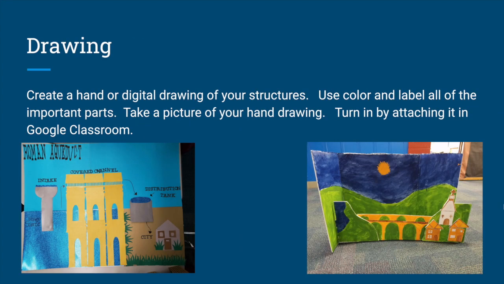A third option is to make a drawing of your structure. Now the 2 examples I have here are pretty elaborate, and I'm not going to expect anything this fancy under the circumstances that we're currently in. Please though, use color and label all the important parts. If you want to do something on Google Draw and do a drawing digitally, that is perfectly acceptable as well. But again, use your labels. If you do a hand drawing, take a picture and attach it in Google Drive. If you do it digital, it's going to be attached to Google Drive very easily. Again, after you have it turned into Google Drive, head over to Flipgrid and show off your drawing.